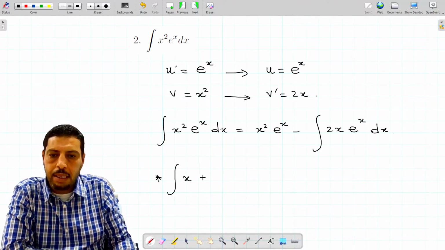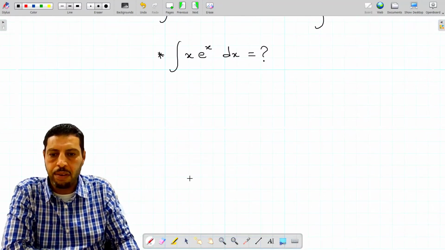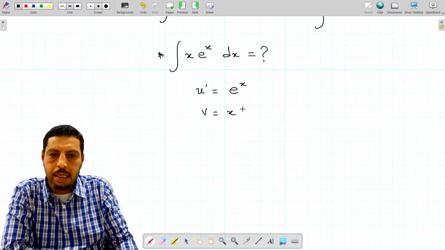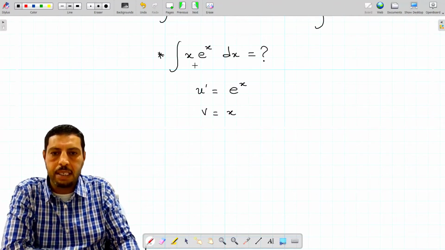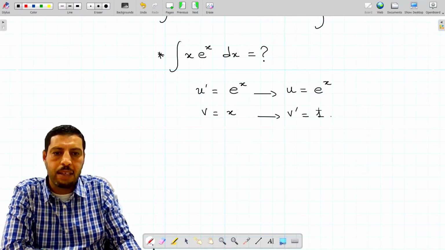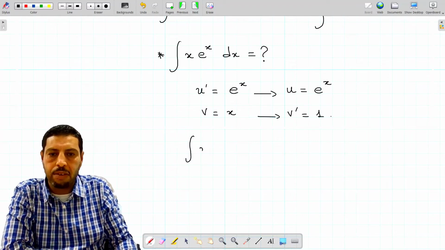The integral of x exponential x dx. Again, here we're going to use the integration by parts. So we'll forget about what's before, and we're going to take u prime again equals exponential x, and v equals x. U prime is the exponential, v is the polynomial. So we'll get u equals exponential x, and v prime equals 1. And here you obtain a constant, and when you obtain the constant, you are sure that you are done with your integral. So let's apply the integration by parts.